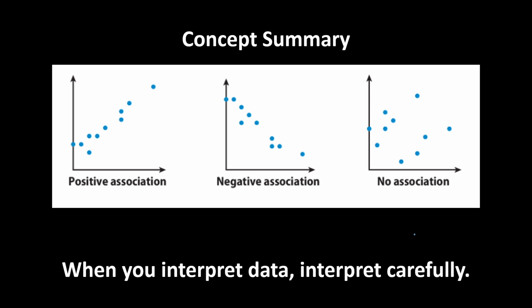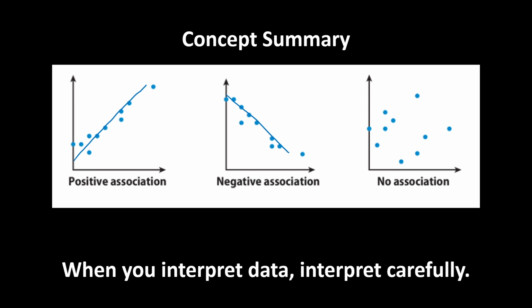So as a summary, we looked at scatter plots and determined associations. You see positive association as X increases, Y increases. Negative association as X increases, Y decreases. And no association means we cannot draw a trend line, or there is no obvious trend in the data.